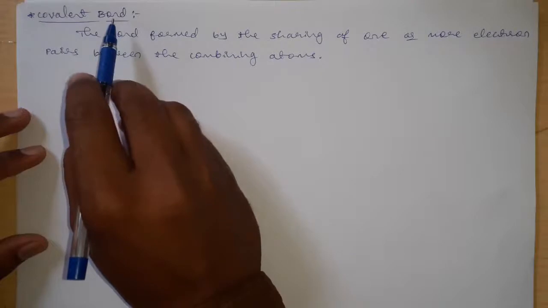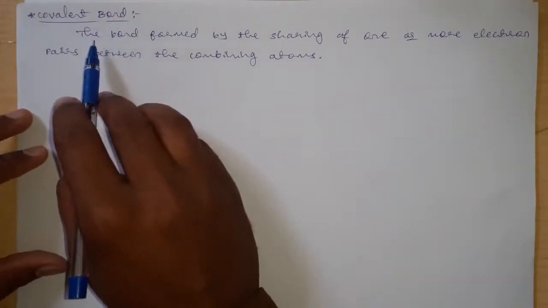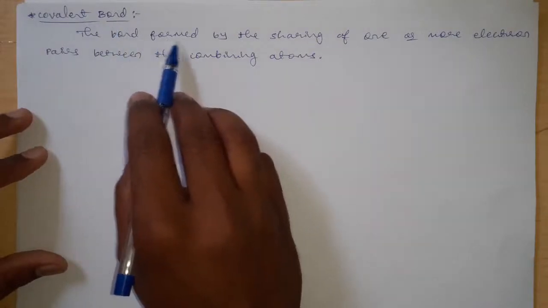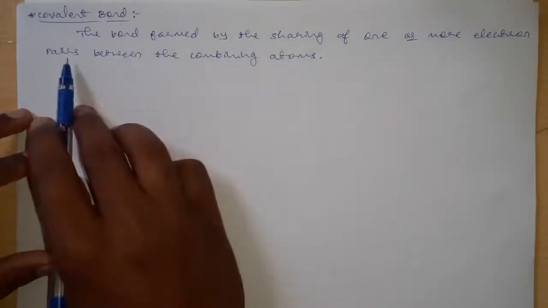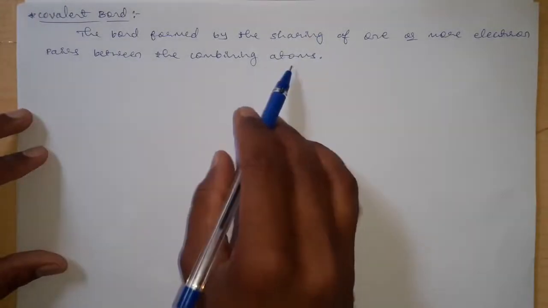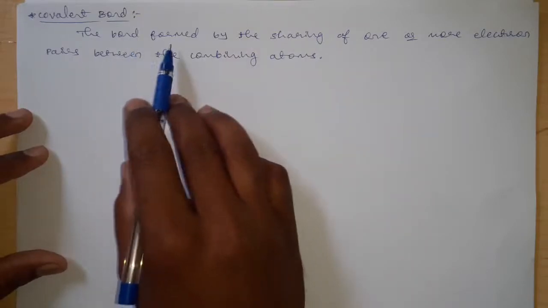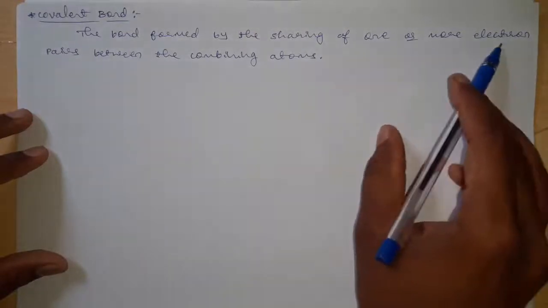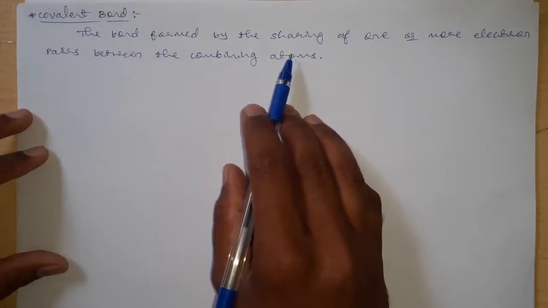In this class we are discussing one new concept, that is a covalent bond. Coming to the definition, we can define a covalent bond as a chemical bond which is formed by the sharing of one or more electron pairs between the combining atoms.